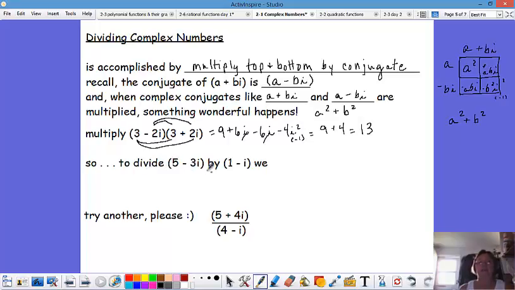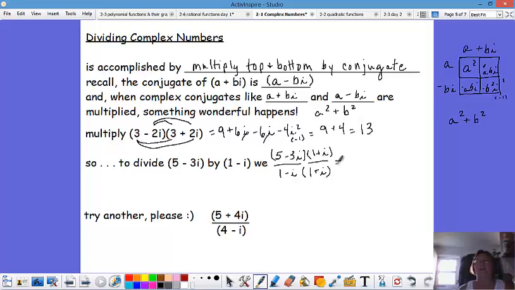If we're going to divide, which is why we're doing this, what we've got to think about is we're doing 5 minus 3i divided by 1 minus i. The rule says you multiply top and bottom by the conjugate of the bottom, so 1 plus i down here, 1 plus i up here.